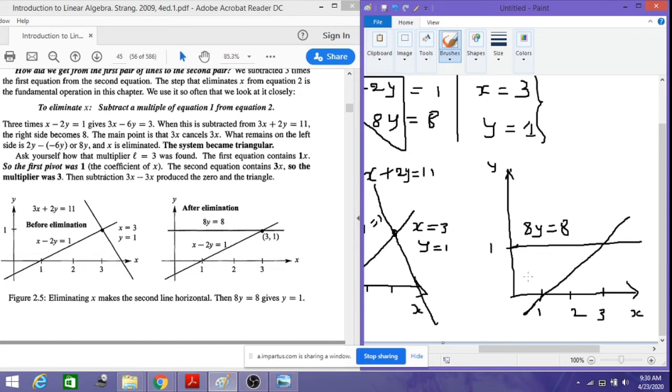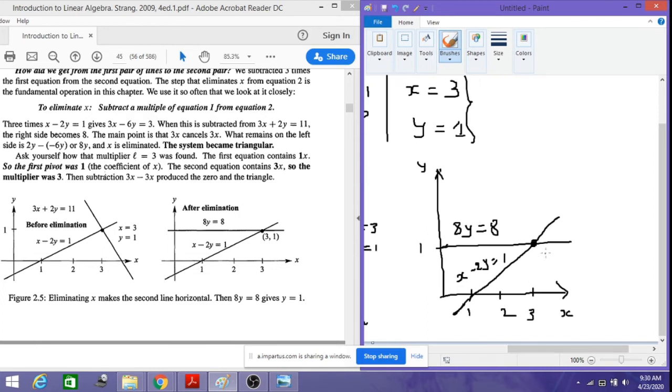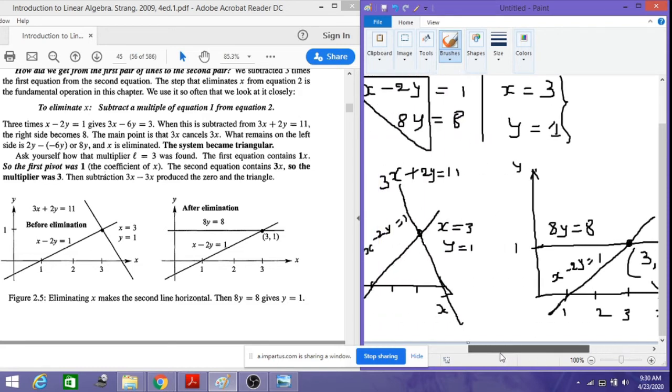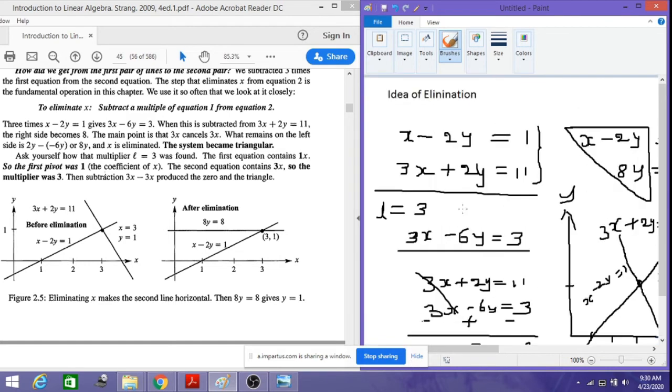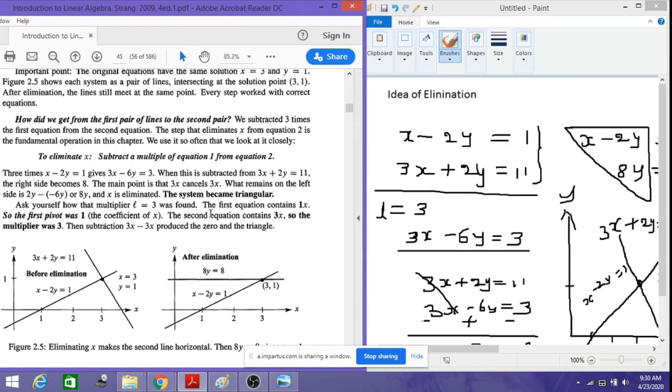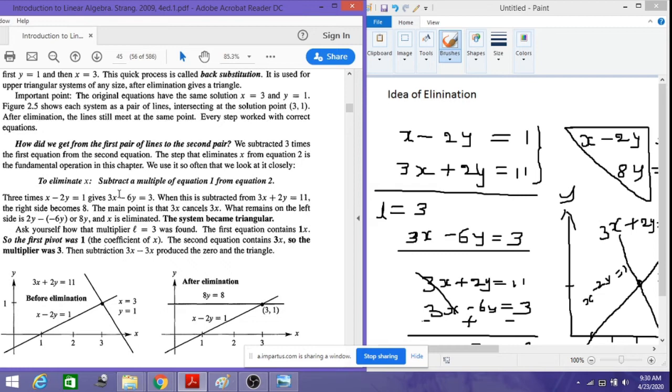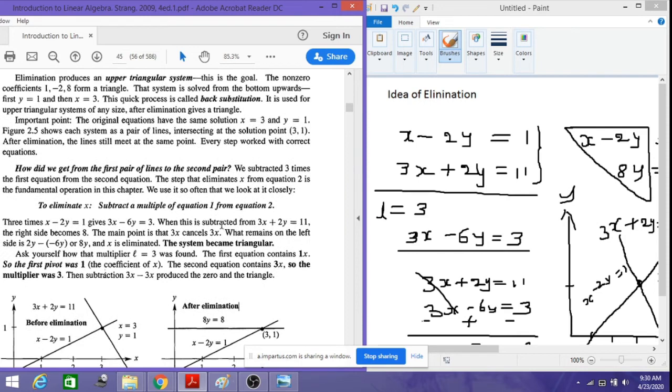And this is my x minus 2y equal to 1. So you see the point of intersection here. Where it meets, again it is 3 and 1 itself, where x equal to 3 and y equal to 1. It means the elimination will give the same results as the normal method. So here what we did is that we have subtracted a multiple of equation 1 from equation 2.